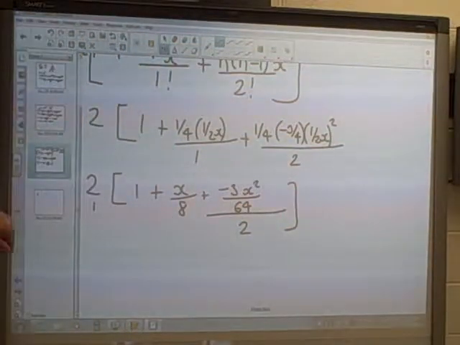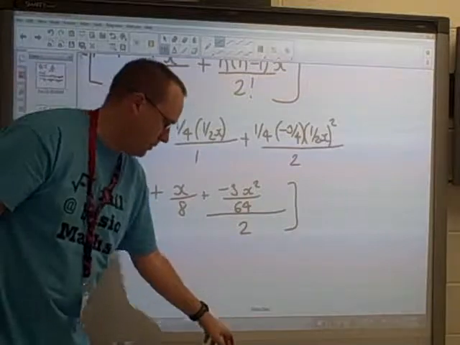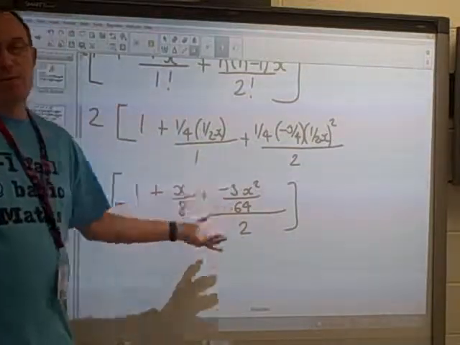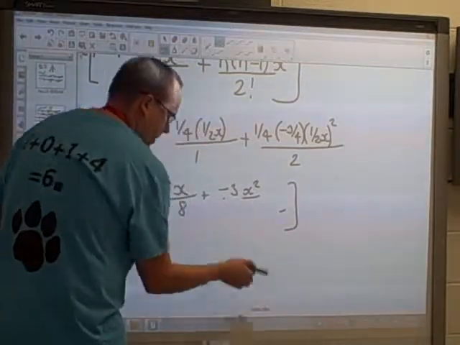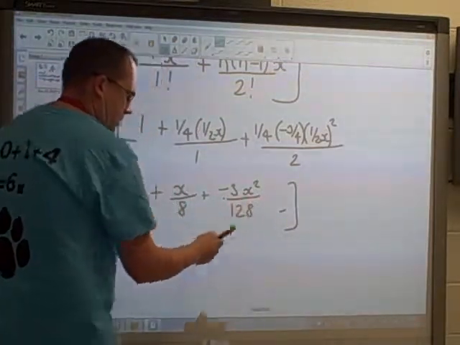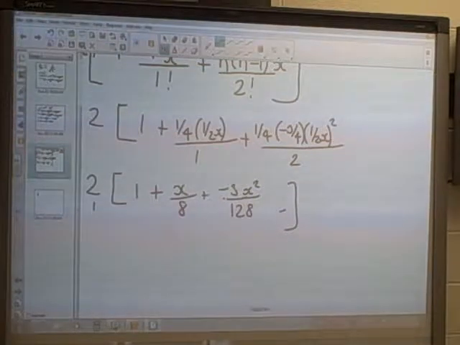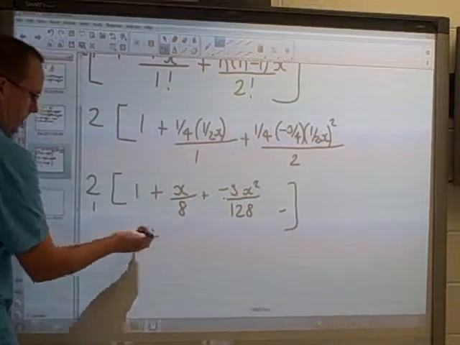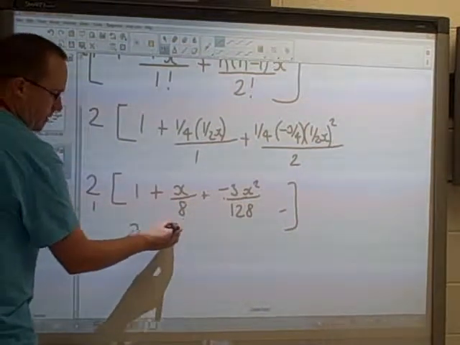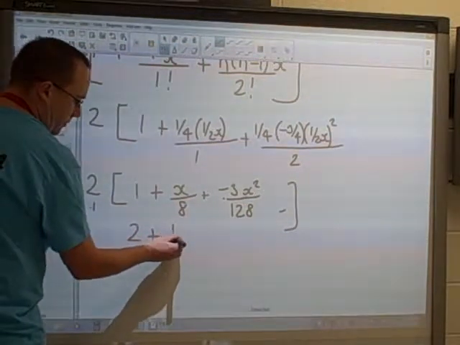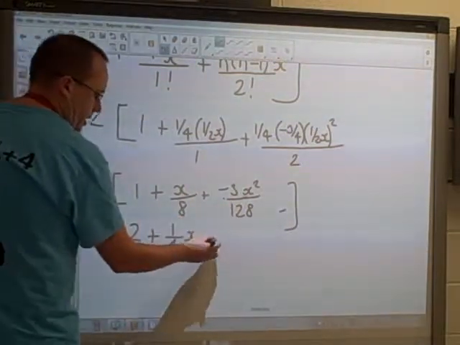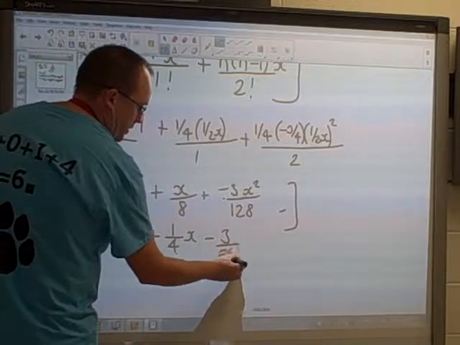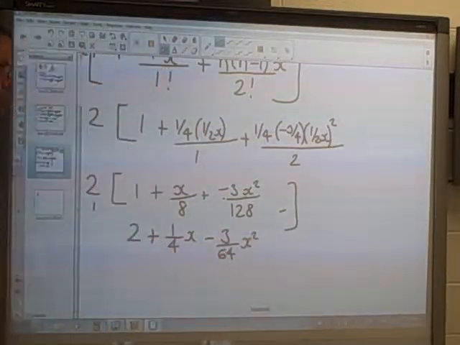And then now we can start to simplify this too. So if we've got 64, then we're also divided by another 2, and that's the same as divided by 128. And I think that's as much simplified as we can do. So now we should distribute 2. So 2 times 1 is 2. 2x over 8 is 2/8 x, or that's the same as 1/4 x. And 2 I can divide into this one here, which will give me negative 3 over 64 x squared.